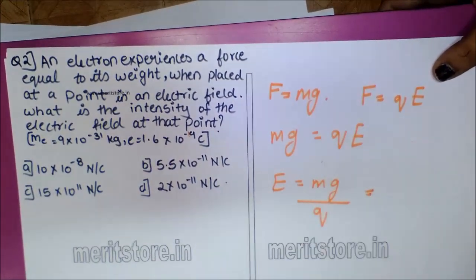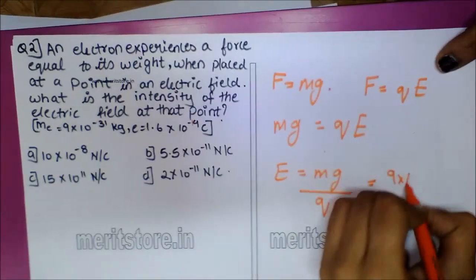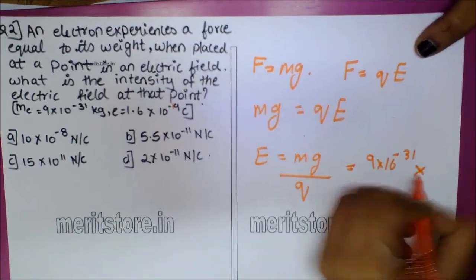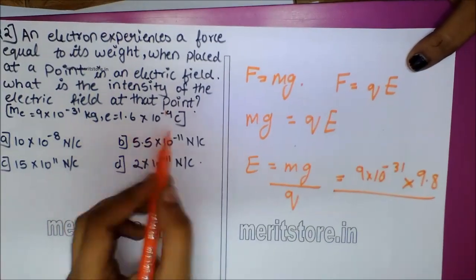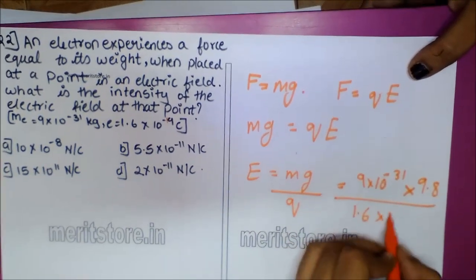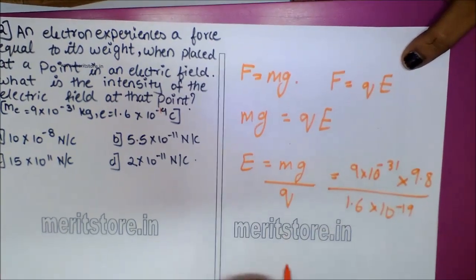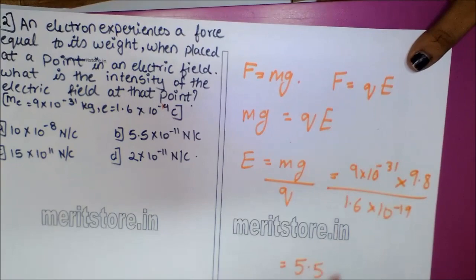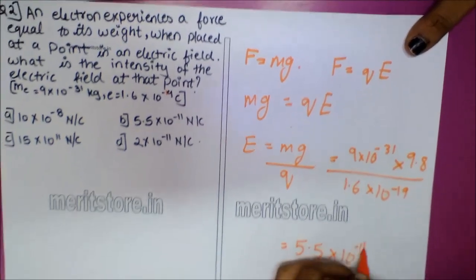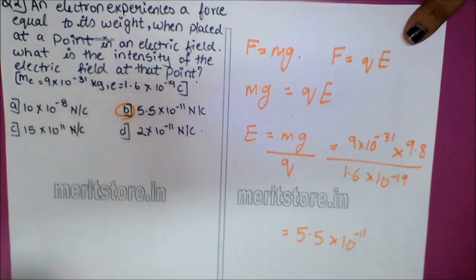So this will be 9 into 10 raised to minus 31 into g, that is 9.8, upon 1.6 into 10 raised to minus 19. When we solve this, we get 5.5 into 10 raised to minus 11. Option B is the correct option.